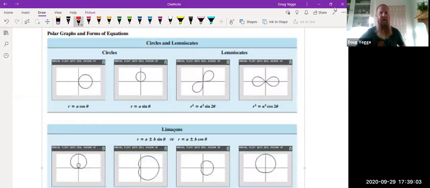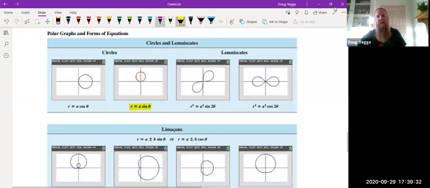Now, just as we've been able to know what the shape of a particular rectangular graph would be just by seeing the shape of the equation, we should also eventually be able to tell what a polar graph will look like just based on its equation. There's a few that are pretty common here. First one we went over was r equals 3 sine theta. And we recognize that 3 sine theta was a circle symmetric to the y-axis.